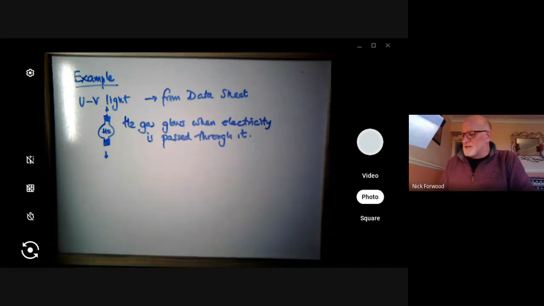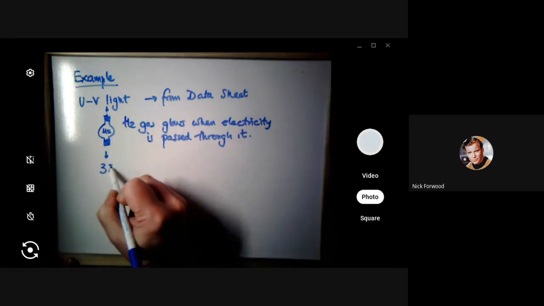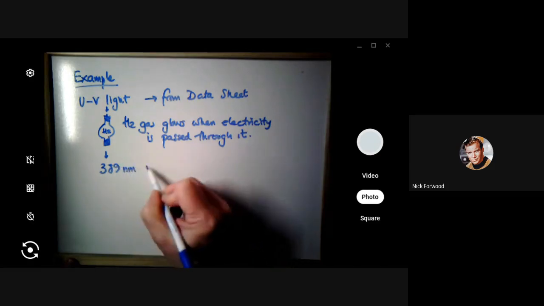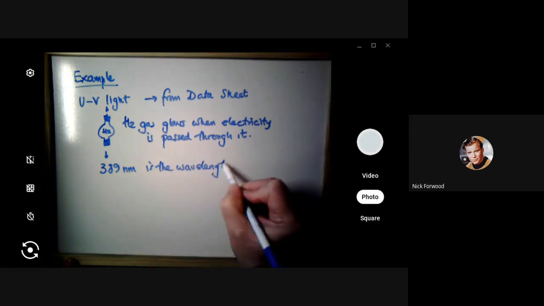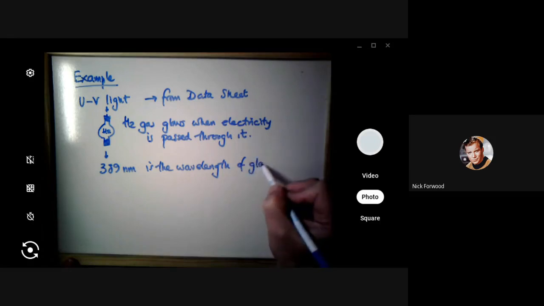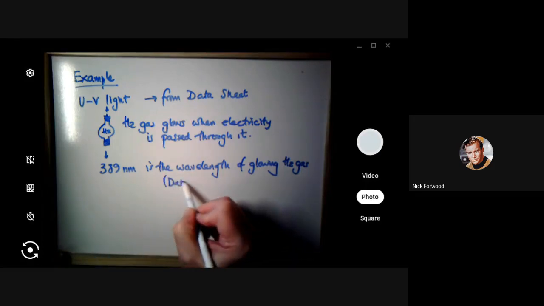The gas glows and gives out light of different frequencies, because the light is made up of different wavelengths. If we go and have a look on the data sheet, there are two wavelengths given, and I'm just going to pick one of them, 389 nanometers. I suggest you go off and familiarize yourself with the data sheet, and you can see where this information comes from. And I'll write that again.